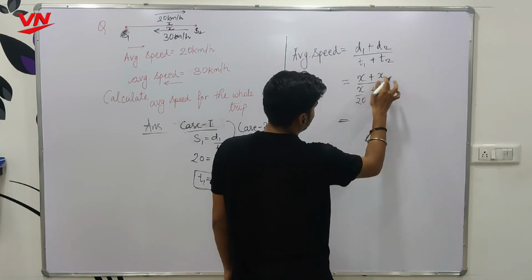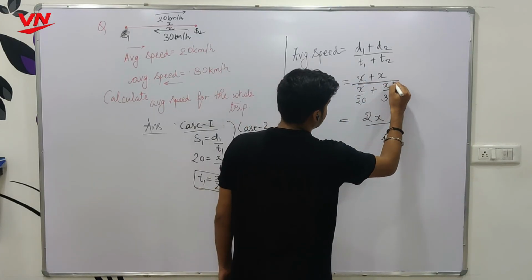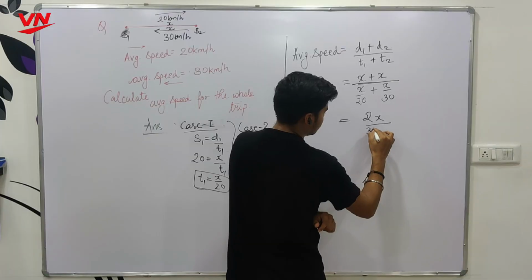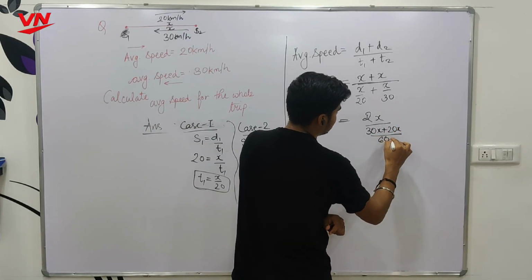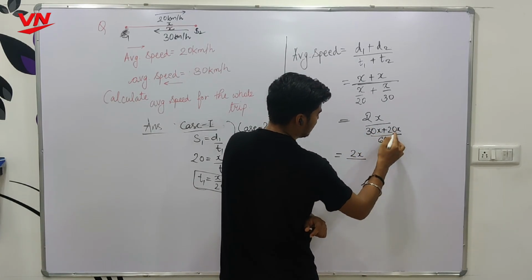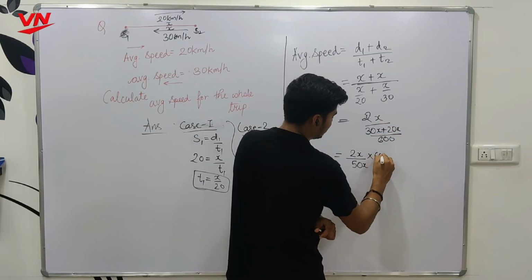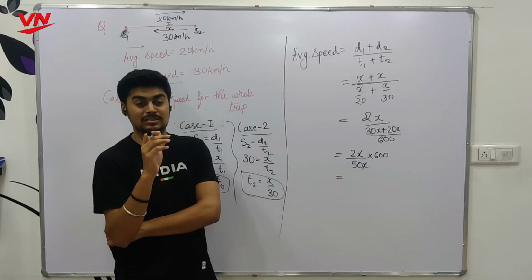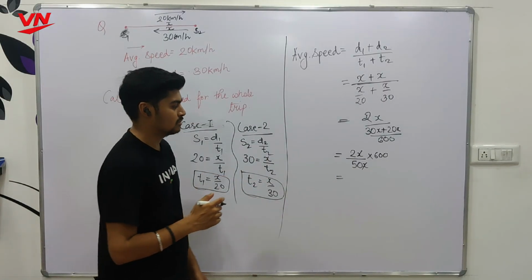What I will do is add up x plus x, which will be 2x, and in the denominator I will have to take the LCM. 30x plus 20x by 600. So 2x upon 30 plus 20, I will get 50x, and this 600 will be multiplied to the numerator, and x is cancelled. That is why we don't need to find the value of x, as it will be cancelled out.